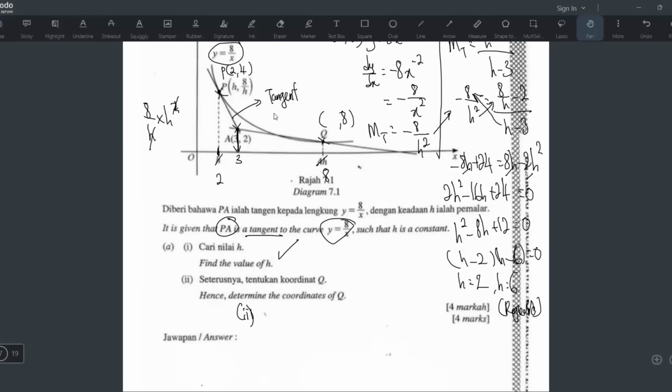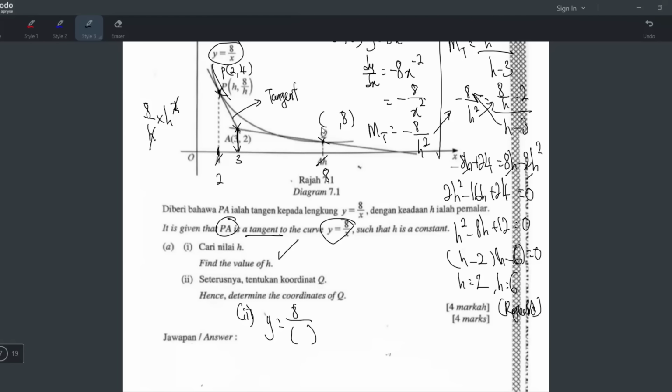But we can sub into the curve equation, right? If you look at this point, it passes through this line, and it also passes through this curve. So we can use the curve equation, y equals 8 over x. The x is what we're trying to find, and then we substitute the y with 8.